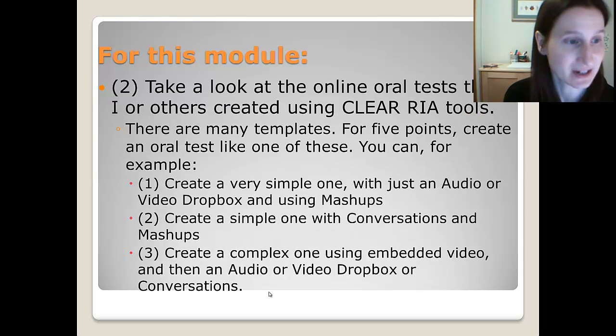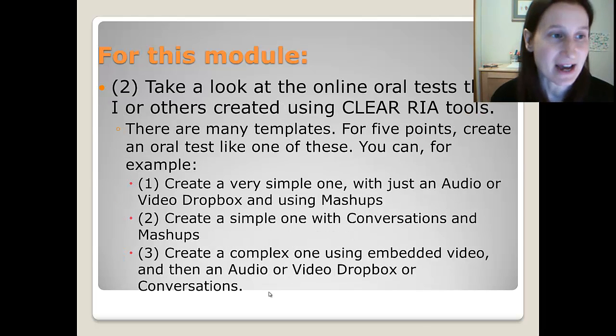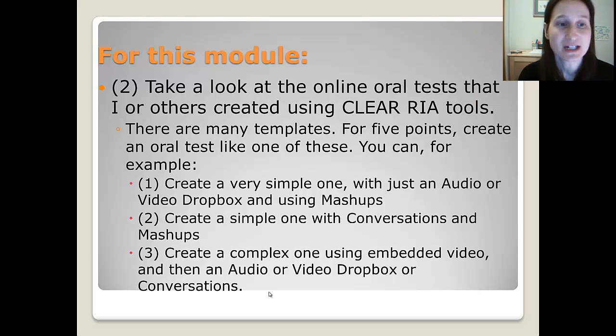So after you do that, read Winke and look at the materials more closely, then I want you to take a look at the online oral test that I or others created using Clear RIA tools. So there are many templates, and for 5 points for this module, I want you to create an oral test like any one of these that I show you in the Word document. And you can click on the URLs and take a look at them.